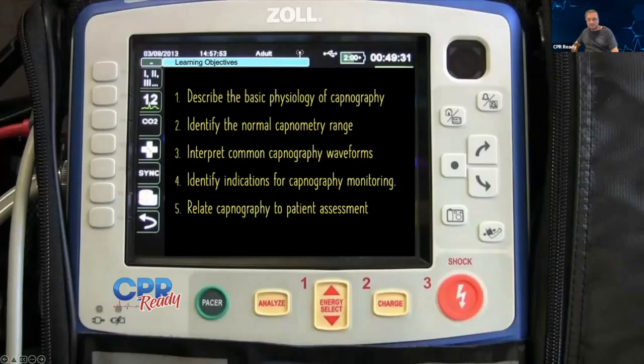All right, so I don't usually read objectives, but we do have some learning objectives for tonight. So there they are. You can screenshot them if you really want to see them.